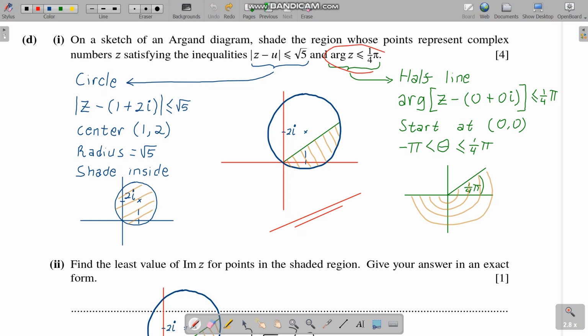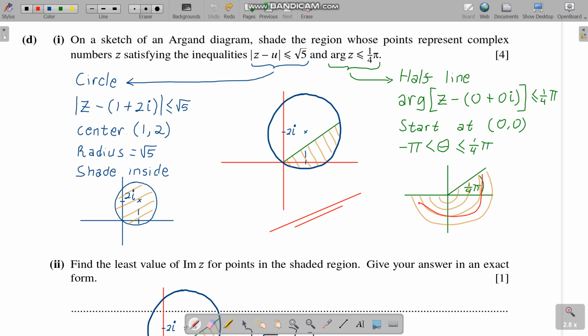And for this locus, this is the locus of a half line. Whenever you see arg something, that's a half line. To find the starting point, we make it z minus something. Because there's nothing, then it's z minus 0, so the starting point is (0, 0). And the angle is smaller than minus pi/4.